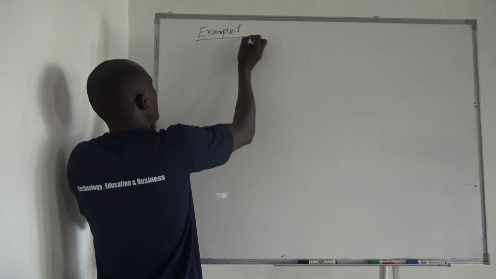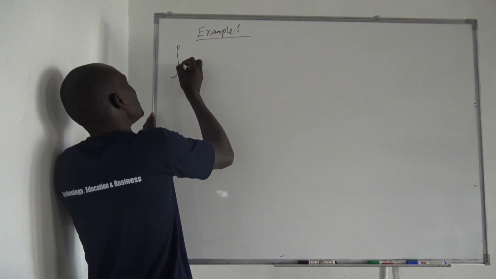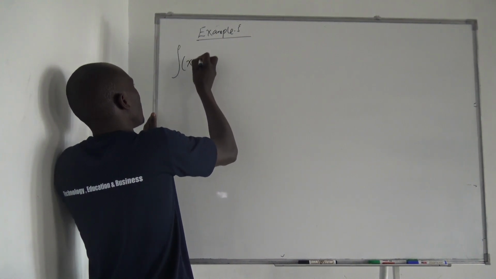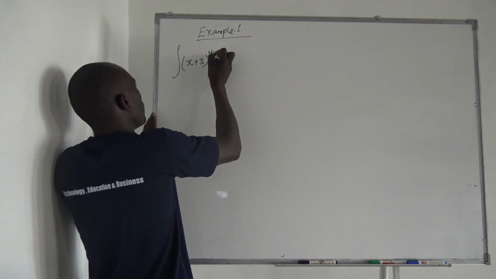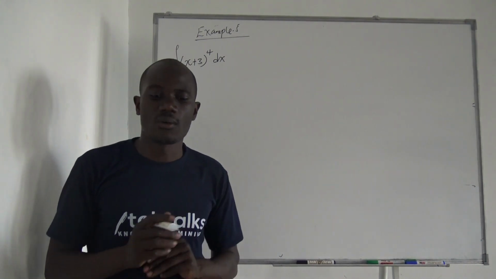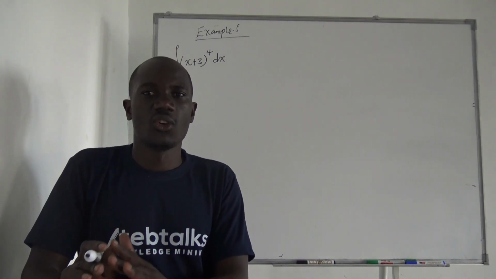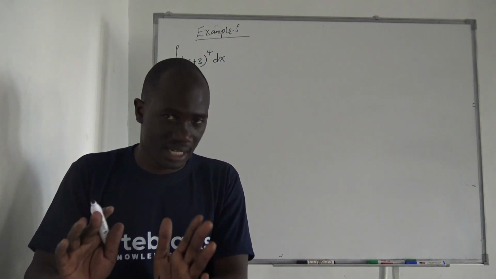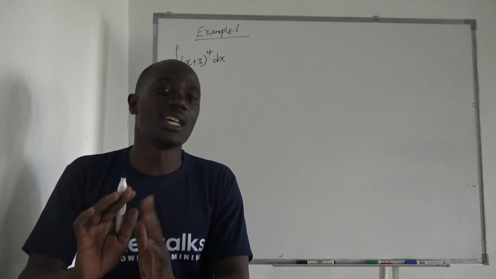Example 5. It goes: integrate (x + 3)^4 dx. So can we integrate that? Now, here there are two ways. The first is you can open the brackets and expand it, but it may take you time.